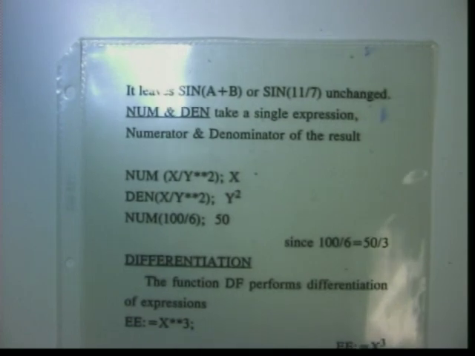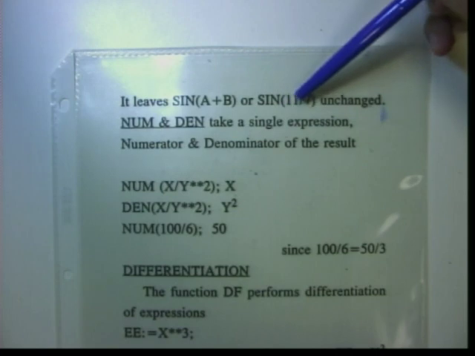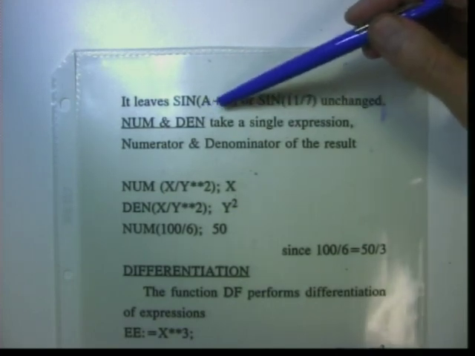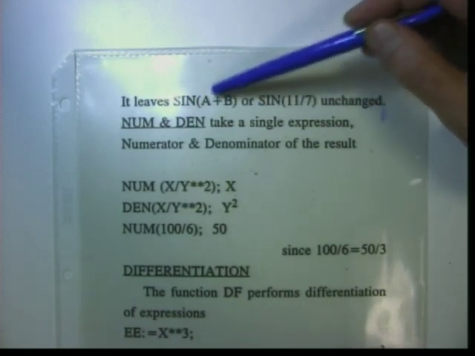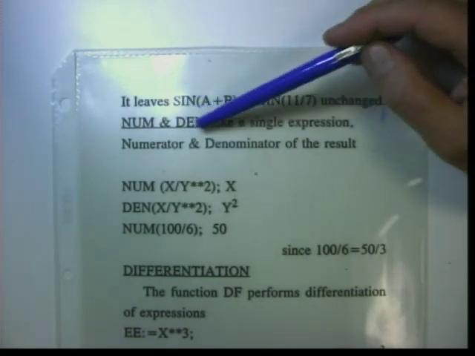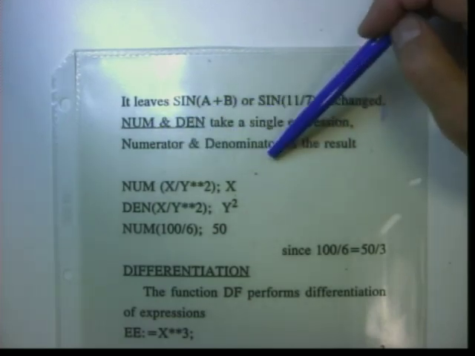It leaves, okay, sometimes it leaves sine a plus b or sine 11/7 unchanged. It does not use the summation formula. It does not often use sine a cosine b plus cosine a sine b. It does not do that.